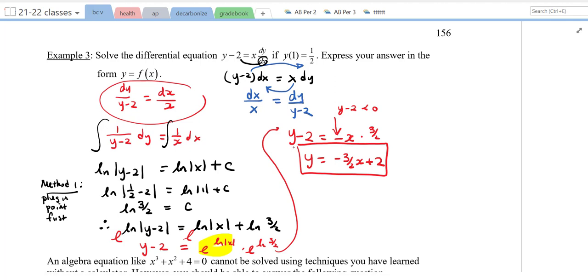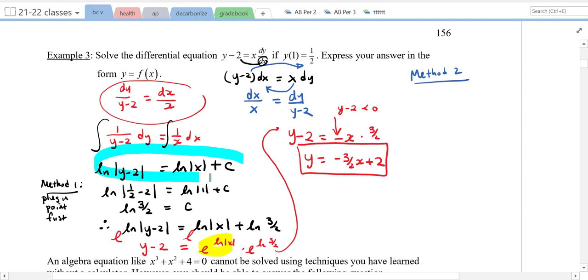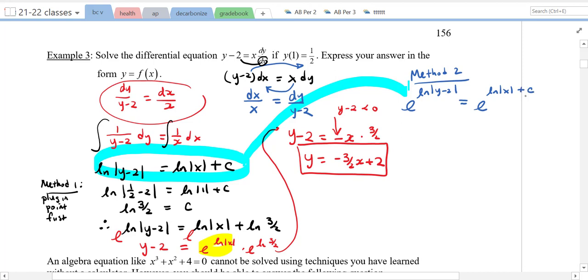Now, if you didn't want to plug in the point first, I'll show you method number 2 over here. Method 2. You would have then taken this expression that I'm going to highlight in blue. Remember this one we left off there? And we're going to now e both sides right away. So you get e to the natural log of y minus 2 equals e to the natural log of the absolute value of x plus this c value.